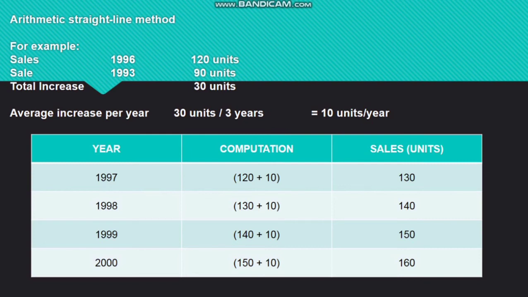This is your arithmetic straight line method. For example, if sales in the year 1996 is 120 units and sales in the year 1993 is 90 units, then 120 less 90 units gives us 30 units for the 3 years. So the average increase per year is 30 units divided by 3 years, which gives 10 units per year. So for the next year, we can expect a 10 units per year increase. That would be all.